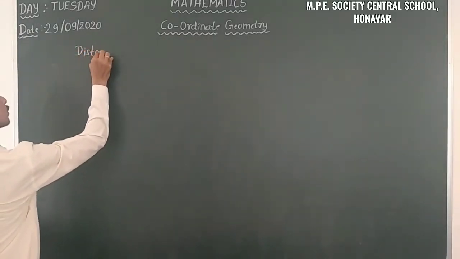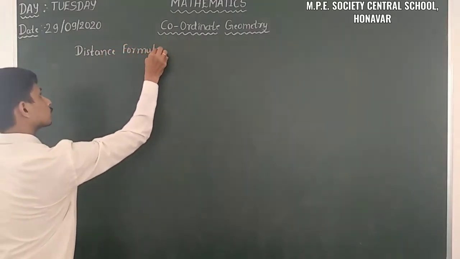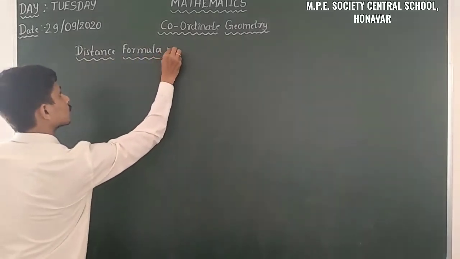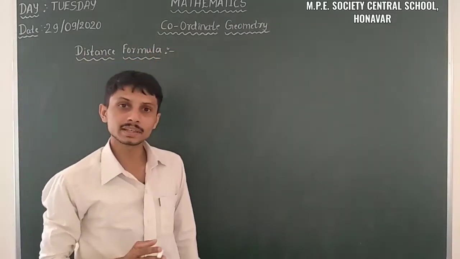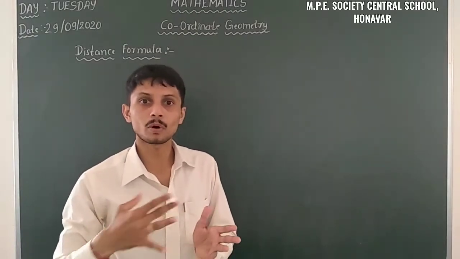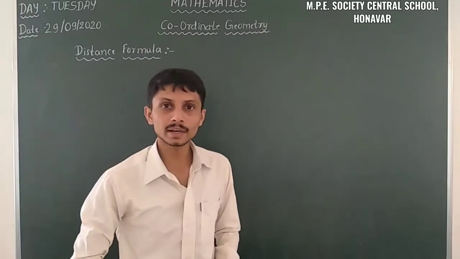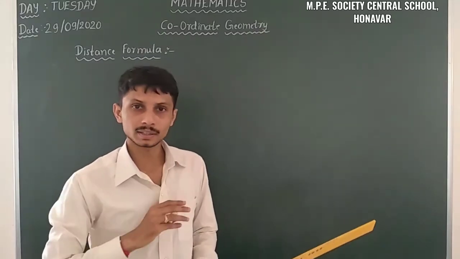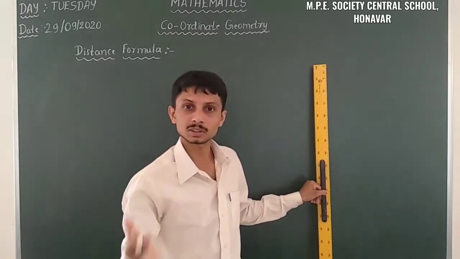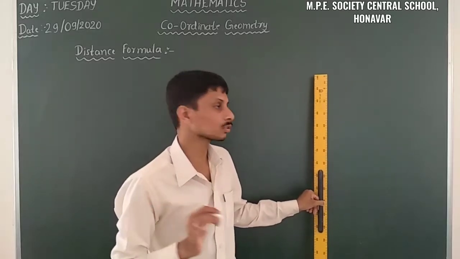Distance formula. Yes, the name itself indicates it. We have to find the distance between any 2 points in the Cartesian plane. So let us take one Cartesian plane and 2 points in it. Here I will consider only one quadrant, whether it is the first, second, third or fourth quadrant. I will take the first quadrant.